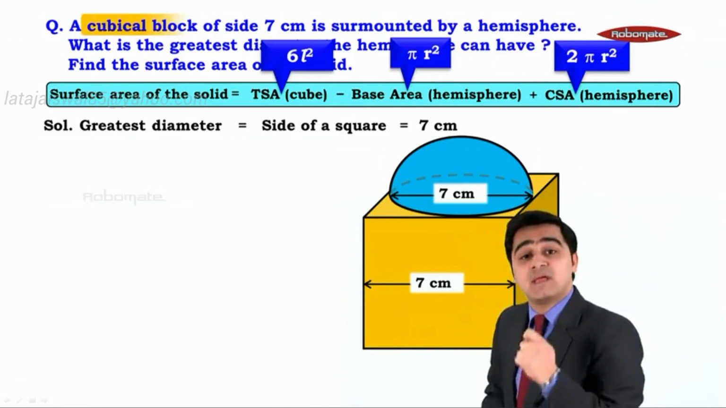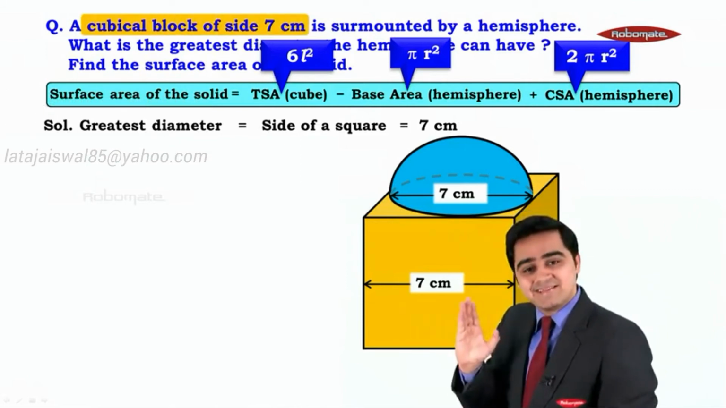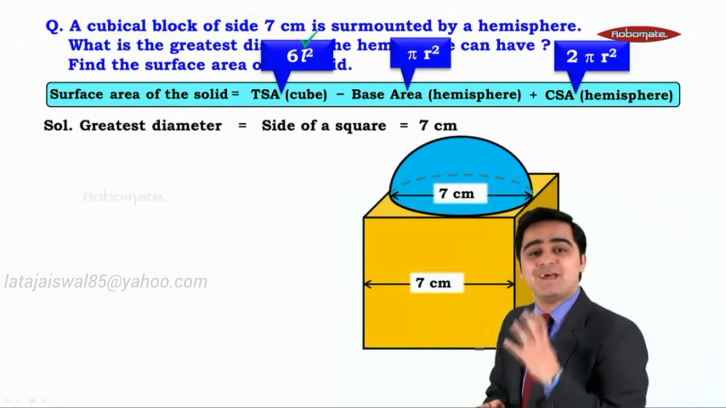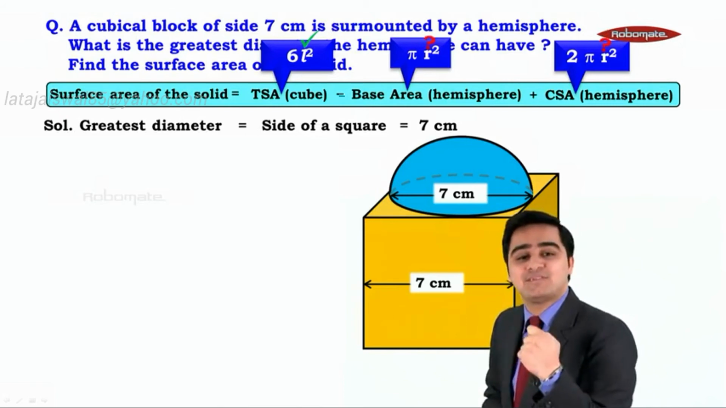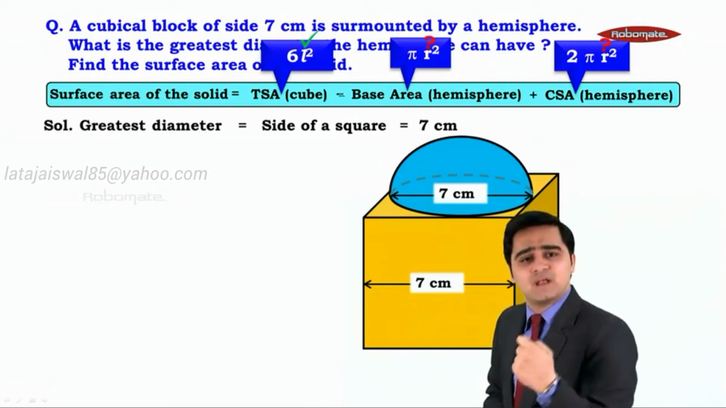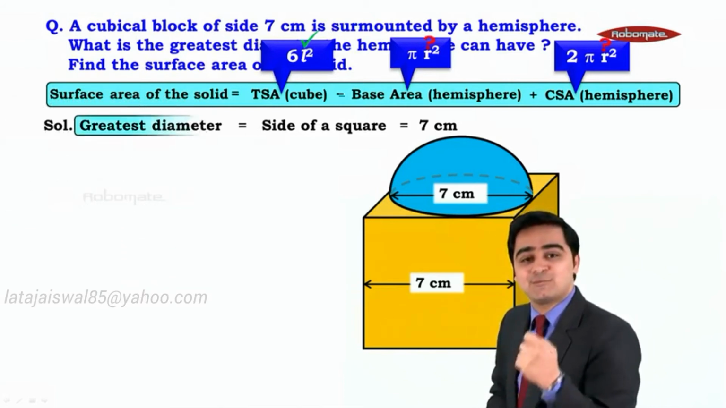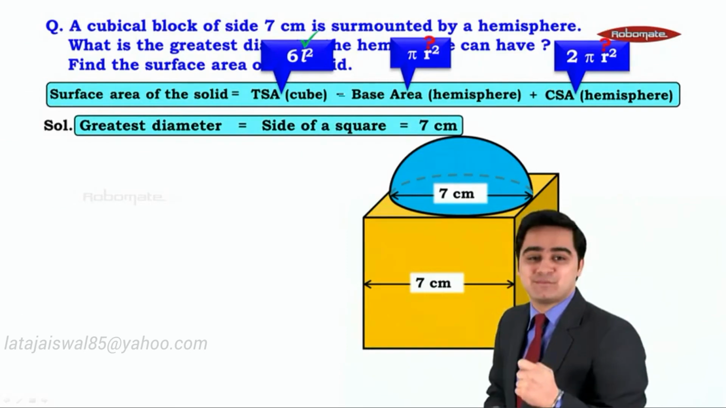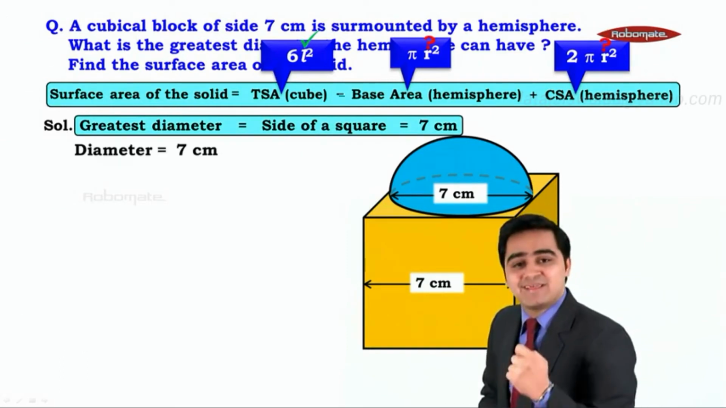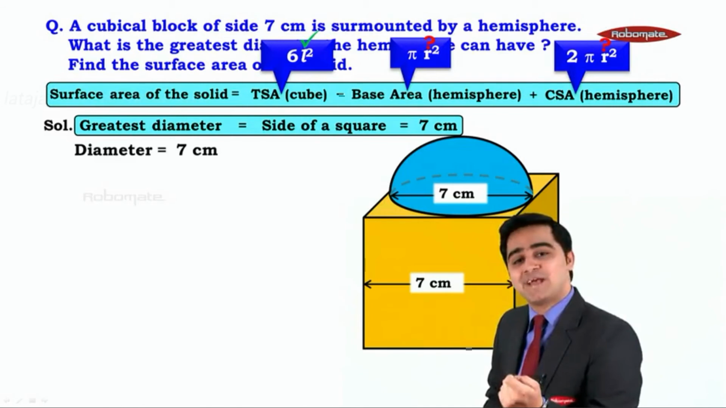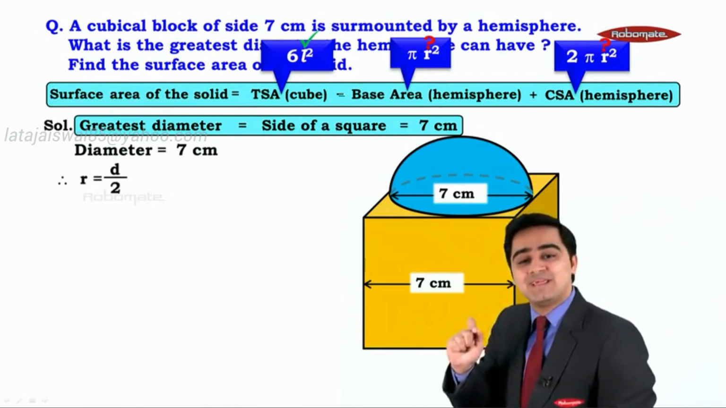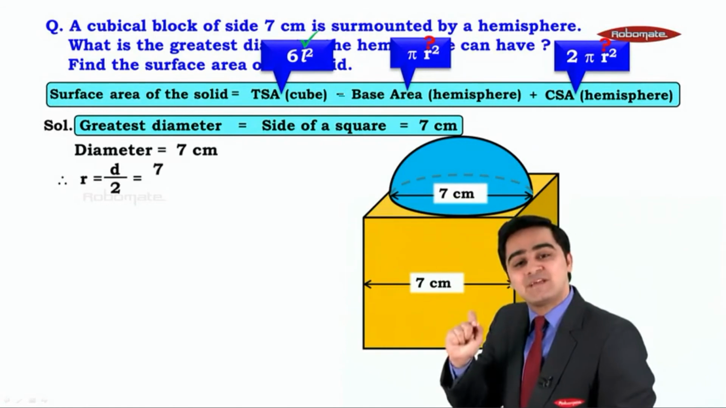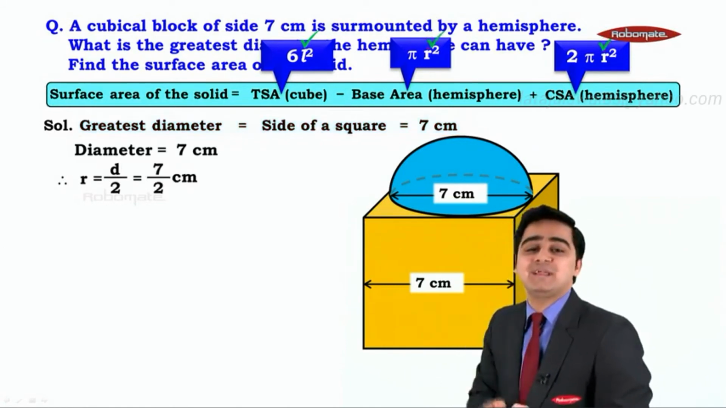Do we know the side of the cube? Yes, it is given as 7 cm. So we have the side of the cube. Next, we need r, the radius of the hemisphere. Do we know the radius of the hemisphere? No. But observe, we have the greatest diameter of the hemisphere, and the diameter is given as 7 cm. So from the diameter we can get the radius. The radius r is equal to d upon 2, and it is equal to 7 upon 2 centimeter.